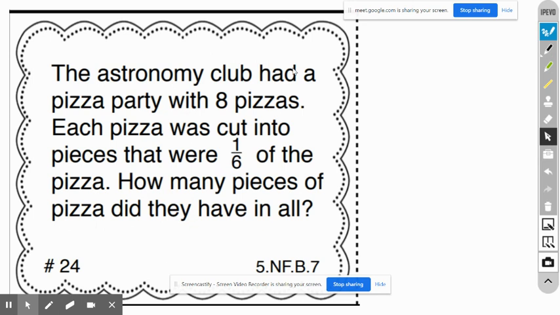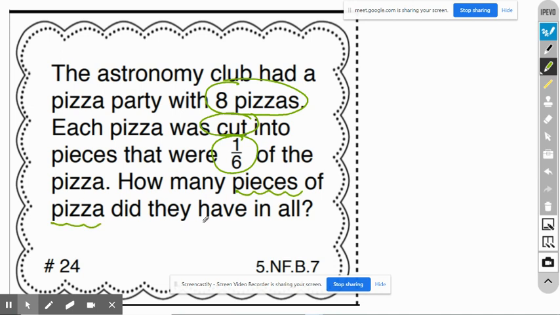The astronomy club had a pizza party with 8 pizzas. Each pizza was cut into pieces that were 6, right, of the pizza. How many pieces of pizza did they have in all? Now, I want you to draw this. Go ahead. This is something that if you have this on the test, you should not get wrong.